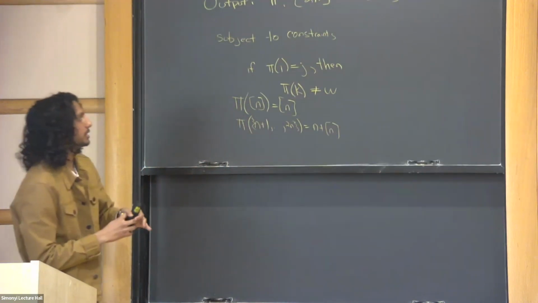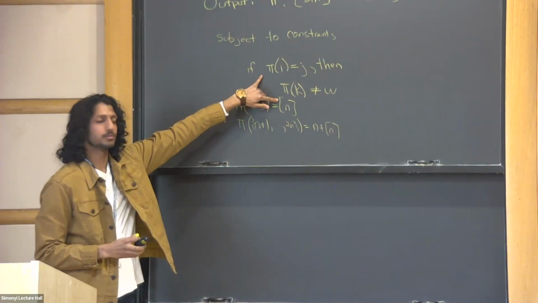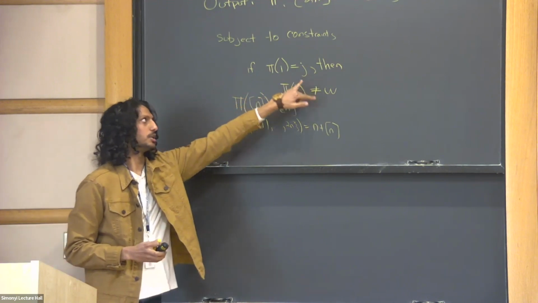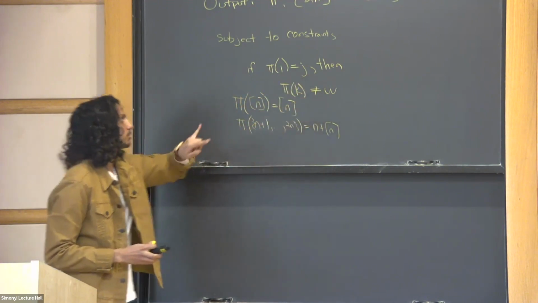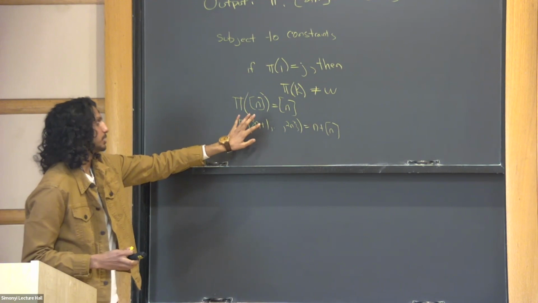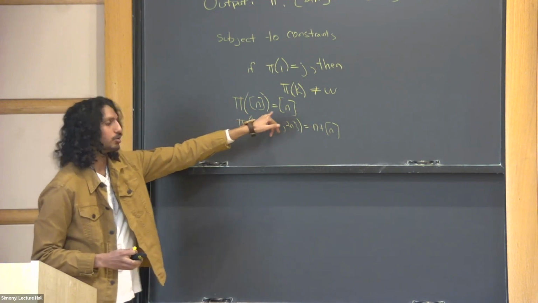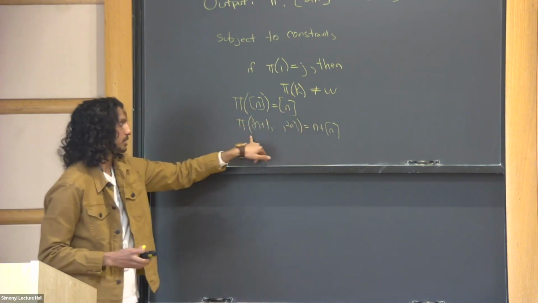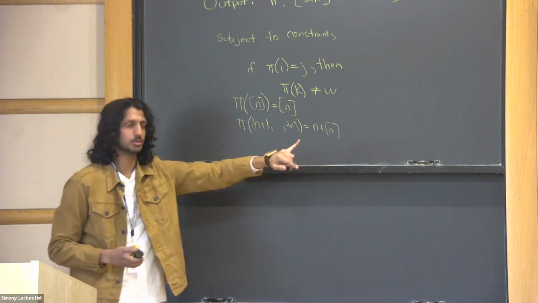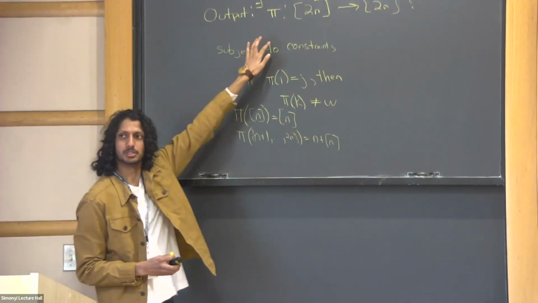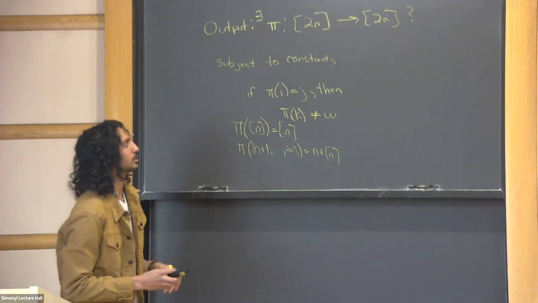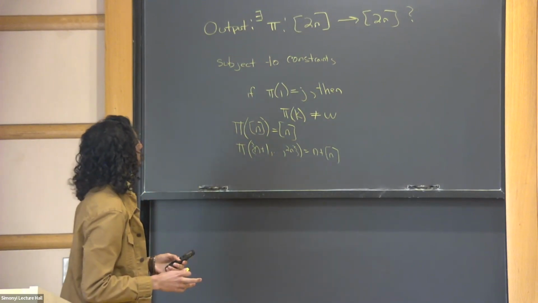So you're going to be given constraints of the following form: if the permutation maps i to j, then it can't map k to w. And you're also going to have to satisfy that the numbers 1 up to n are all mapped to the numbers 1 up to n, and the numbers n plus 1 up to 2n are mapped to n plus 1 up to 2n. And then the question is, does such a permutation exist? There might be one other condition, but I think these are the main conditions.